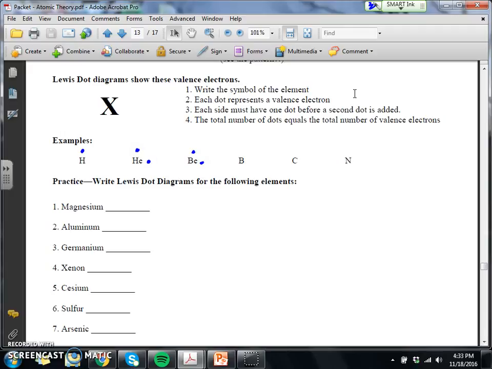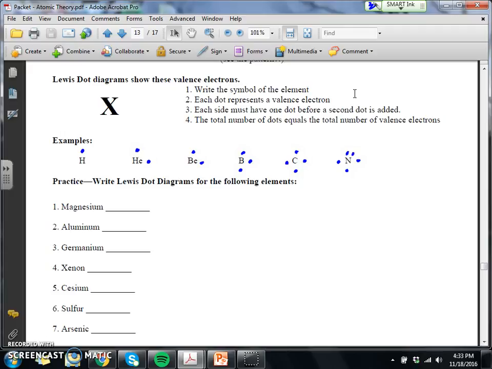Boron is in column 13, which is 3 valence electrons, so I'd put 1, 2, 3. Notice that I'm putting 1 on each side of the symbol as I go. Carbon is in column 14, so it has 4 valence electrons, so it would have 1 dot on all 4 sides of the element. Nitrogen has 5 valence electrons, so it would be 1, 2, 3, 4. We put 1 on each, and then I begin to pair it up.